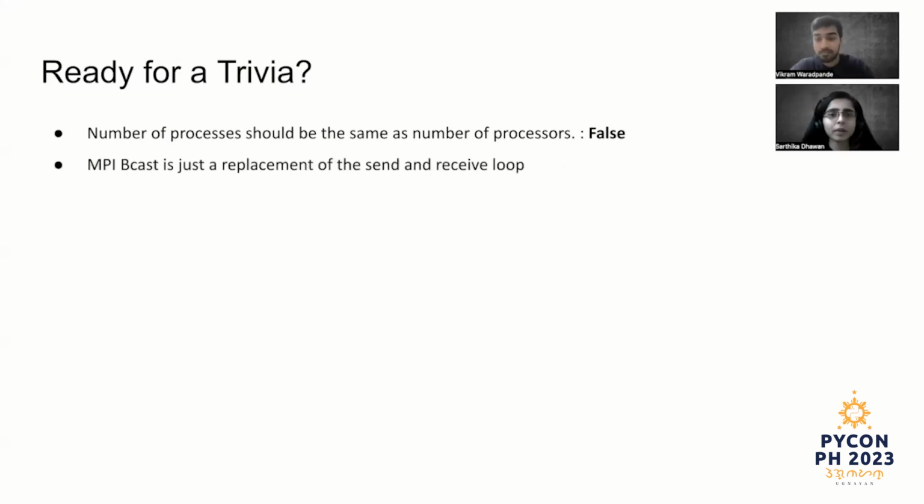Next is: MPI bcast is just a replacement of the send and receive loop. Is it true or false? Yeah, so this is false because it's not a replacement of the send and receive loop. It's an optimization on top of that, and it's used for sending to multiple nodes instead of a one-to-one communication. It's a one-to-many communication.